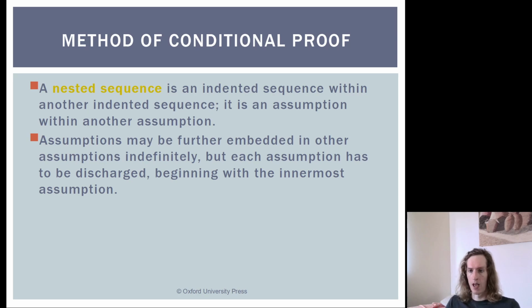Okay, so a nested sequence is an indented sequence within another indented sequence. So it is an assumption within an assumption. Assumptions may be further embedded in other assumptions, and definitely we can do as many subproofs as we want inside of other subproofs, but we have to work with whatever the most recent subproof was. We have to go there backwards. We have to finish that and discharge whatever our assumption is, and then move on to the next one.